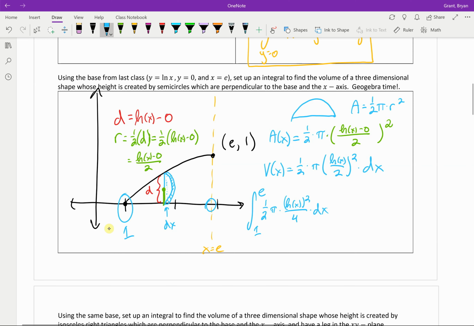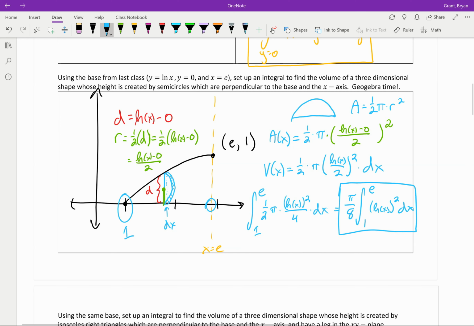That's really it. However, I'm going to simplify a little further just so you could see what this might look like on a multiple choice question, or how you could simplify and save yourself some time. So we have 1/2 times 1/4 that's right here. That's going to be 1/8. 1/8 is a constant, so I'm going to write that outside the integral. And the pi is also a constant, so I'm also going to put that outside the integral. So that just leaves me inside then 1 to e natural log of x squared dx. And that's a nice little bit more succinct way to write our final formula.